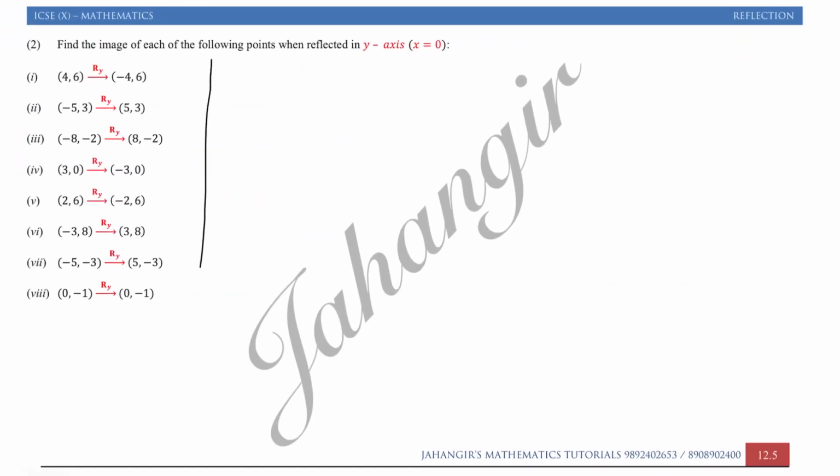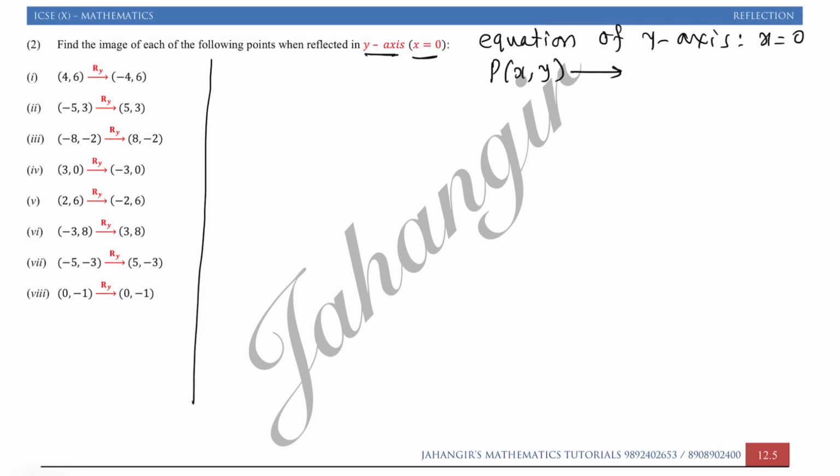Question number second. Find the image of each of the following points when reflected in the y-axis, that is x equal to 0. First I will write the equation of the y-axis: x equal to 0. When any point (x, y) is reflected under x equal to 0, or the y-axis, its y coordinate stays the same and its x coordinate changes sign. It will become (minus x, y). Its x coordinate changes sign when it is reflected under the y-axis.